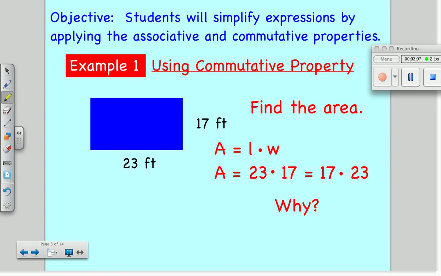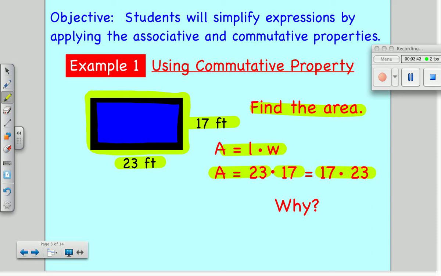Using the commutative property. On this one, I want you to write, find the area. I want you to draw a picture of our rectangle. Label the width and the length. Write the formula: area equals length times width. Substitute L for the length, 23, and substitute W for the width, 17. And then that's equal to 17 times 23.